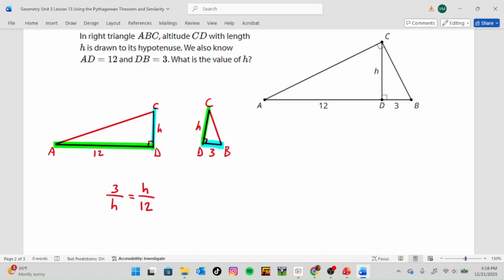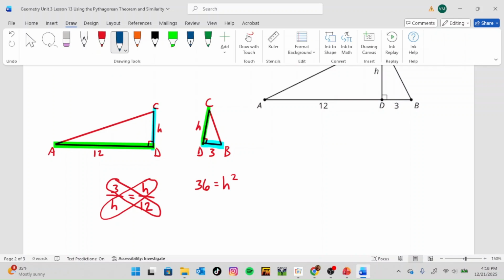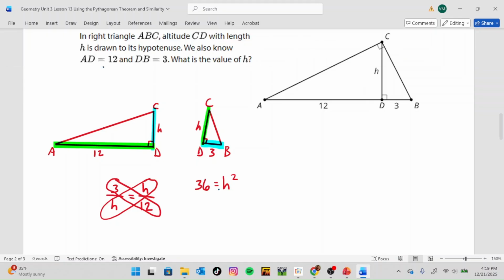Now, what I need to do from here is cross multiply. So I'm going to multiply 3 times 12 equals 36. And then I'm going to cross multiply h times h equals h squared. Now remember, we're trying to solve for h. So the opposite of h squared would be taking the square root. And if I take the square root of one side, I've got to take the square root of both sides.